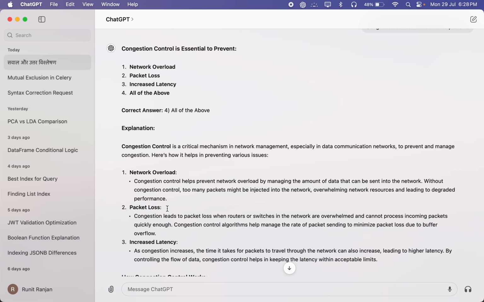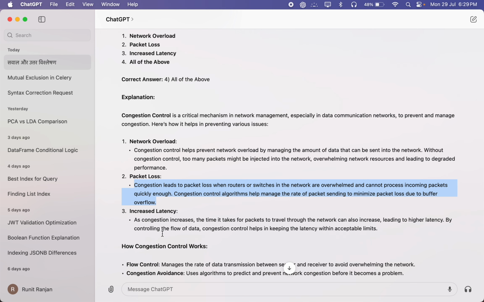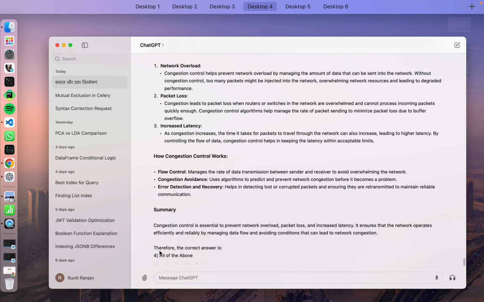Packet loss means again too many people, there is some network issue. In that case we need it because we don't want some of your information to be lost. Latency means in order to get some data, it takes a longer time. So that is latency.